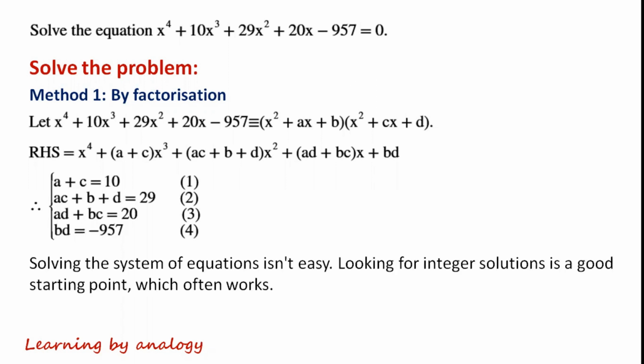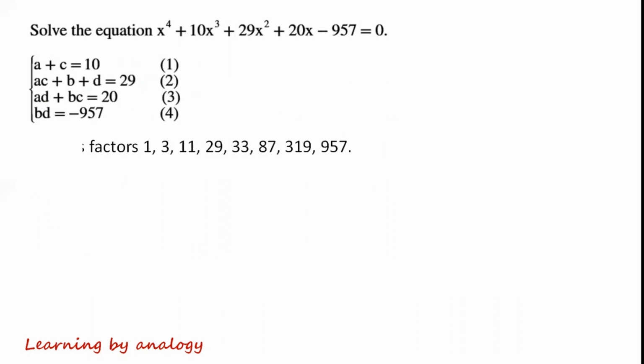Solving the system of equations isn't easy. Looking for integer solutions is a good starting point, which often works. 957 has factors 1, 3, 11, 29, 33, 87, 319, 957.